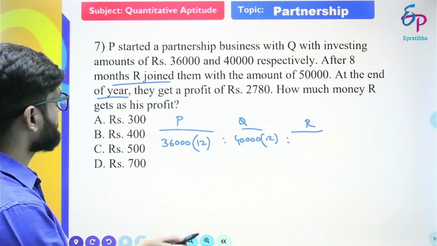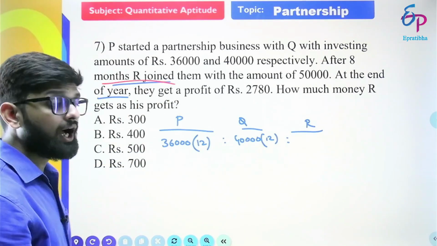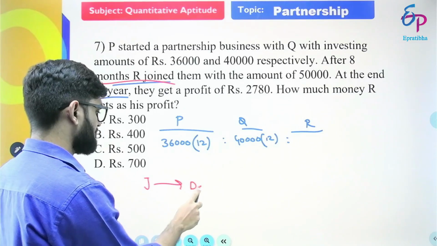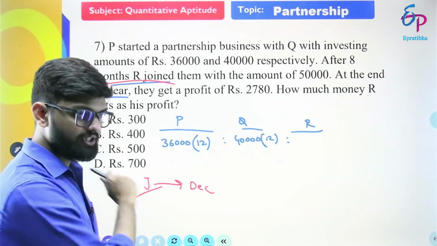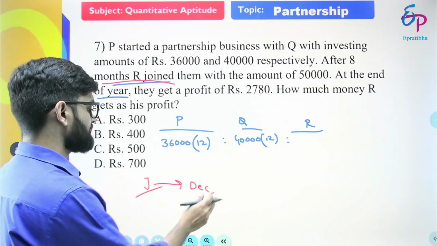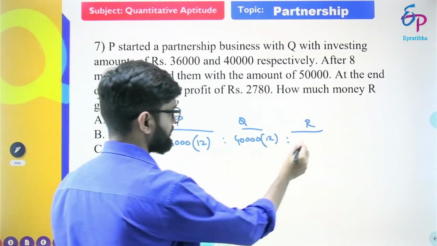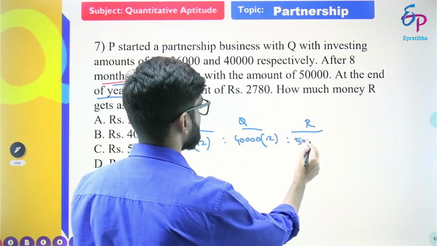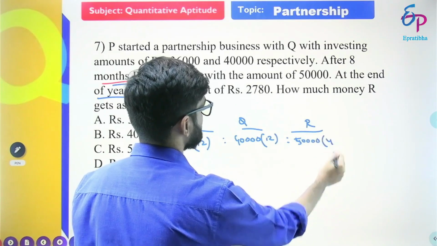But R is joining after 8 months. Suppose from January to December is there. So from January to August he is not there. He is there only from September, October, November, December. That means 4 months only. So he will be there for the last 4 months only, but he invested only 50,000 for 4 months.